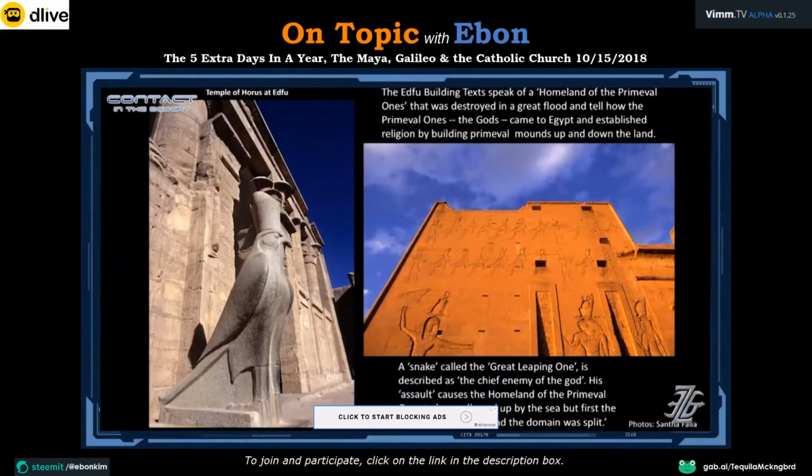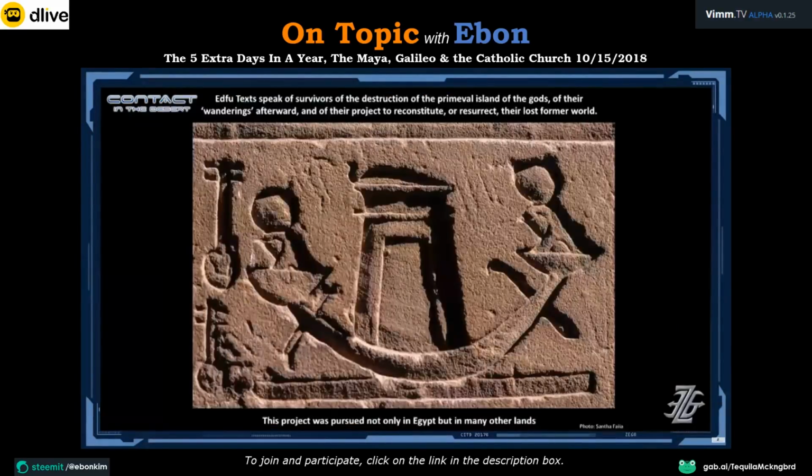And the texts describe a snake called the Great Leaping One, chief enemy of the god. And it's his assault that causes the homeland of the primeval ones to be swallowed up by the sea. So often comets are depicted as serpents or snakes in ancient literature. Swallowed up by the sea, but first the island was pierced and the domain was split.